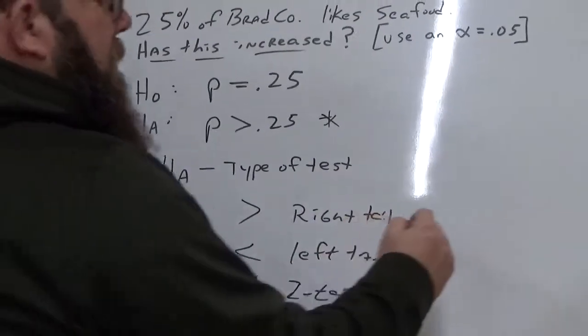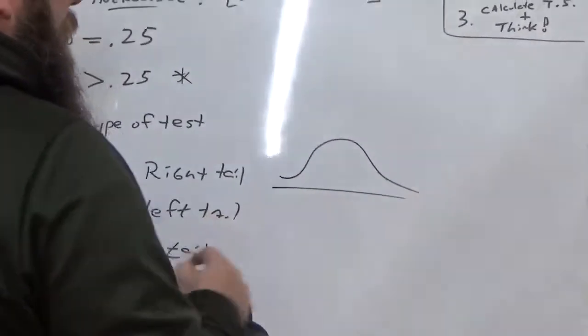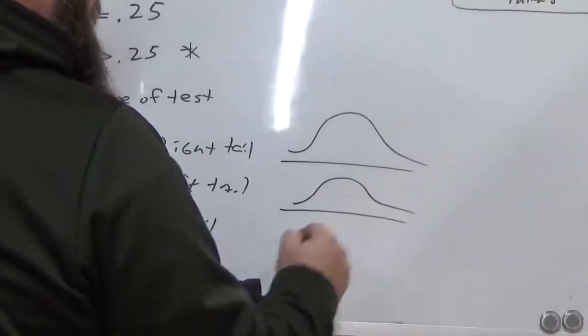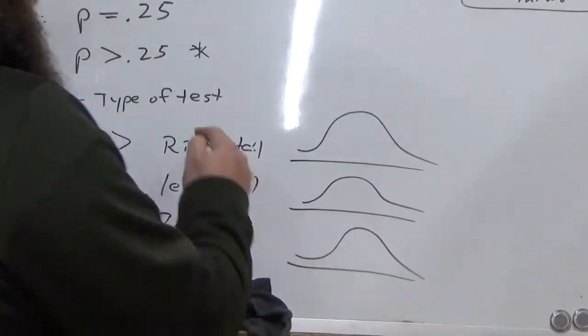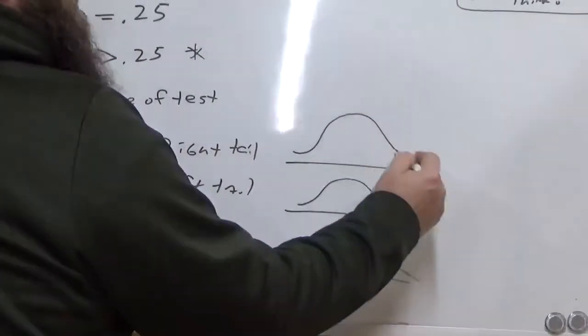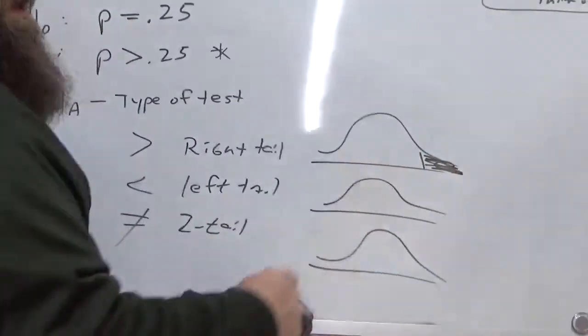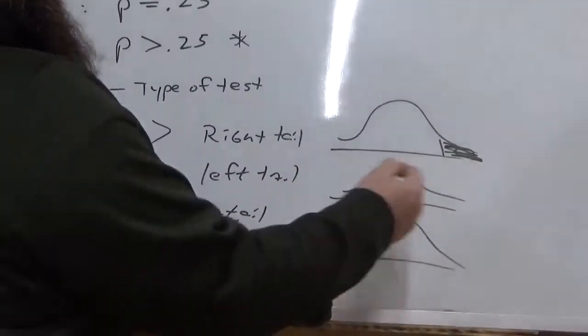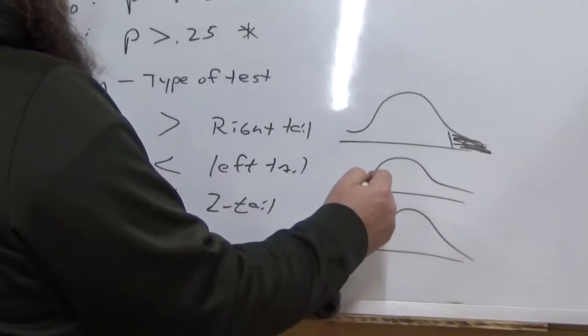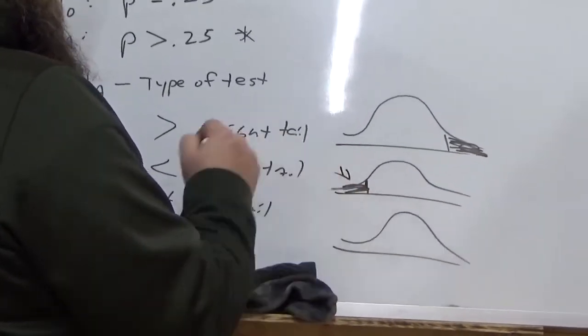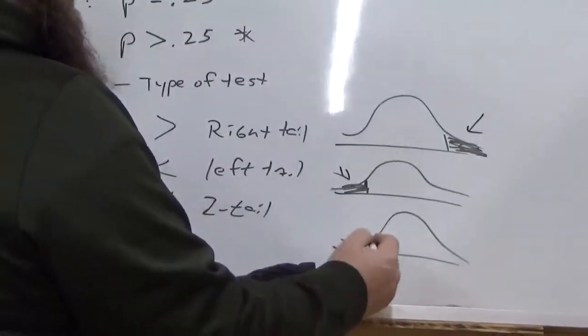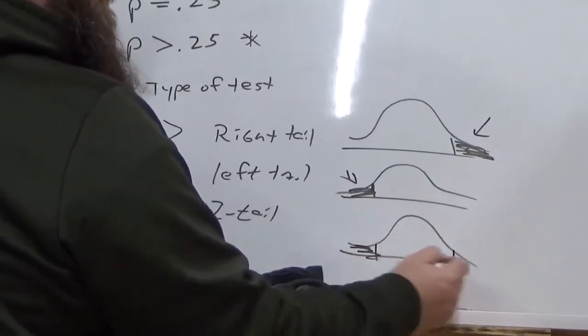What do they look like? Here. There's your normal curve. Boom. What's a right tail test? Are we out here? Look at the right tail. See how clever we are? Left tail test will be less than. Are we over here? Are we in here? Two-tail test is both of them.